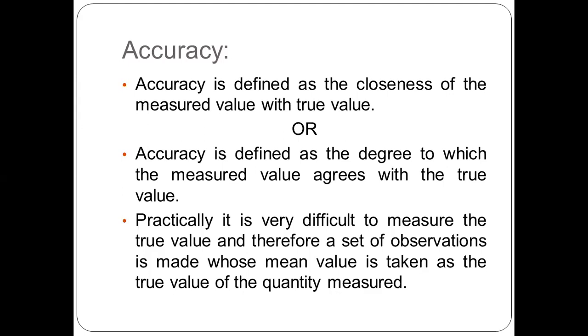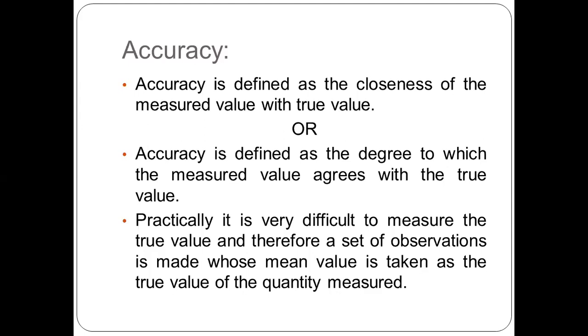Accuracy is defined as the closeness of the measured value with the true value. Suppose you are going to manufacture a 10 mm diameter pen, that is, 10 mm is your true value, and if you are getting values 9.99 mm, 9.98 mm, 10.10 mm, so these values are very close to your true value, that is 10 mm. So that's why these values are accurate.